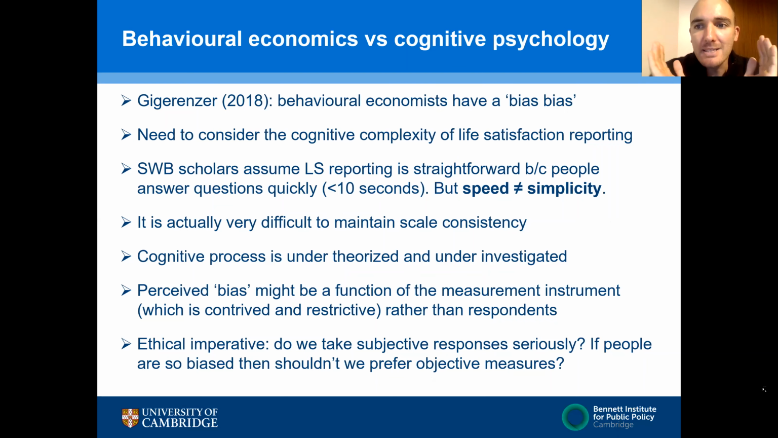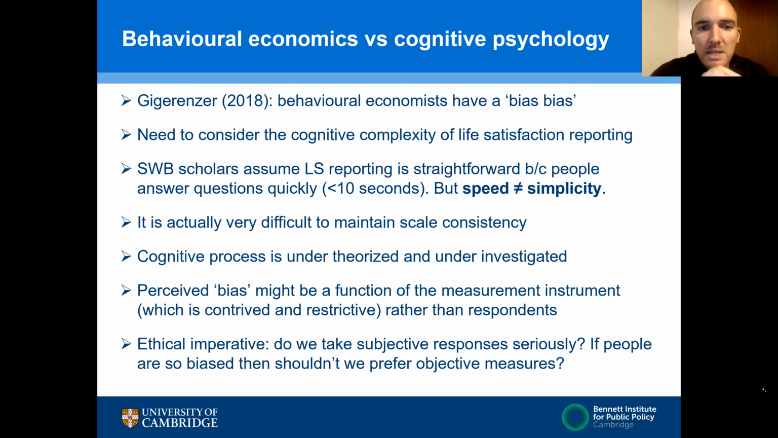Okay. Now, in this context, I think it's worth mentioning critiques, particularly from Gigerenzer, that behavioral economics has a bias bias. At the moment, it kind of sees biases everywhere. And I think at this juncture, it's important for us to consider the cognitive complexity of life satisfaction reporting. So we need to temper this behavioral economics perspective with a perspective from cognitive psychology.